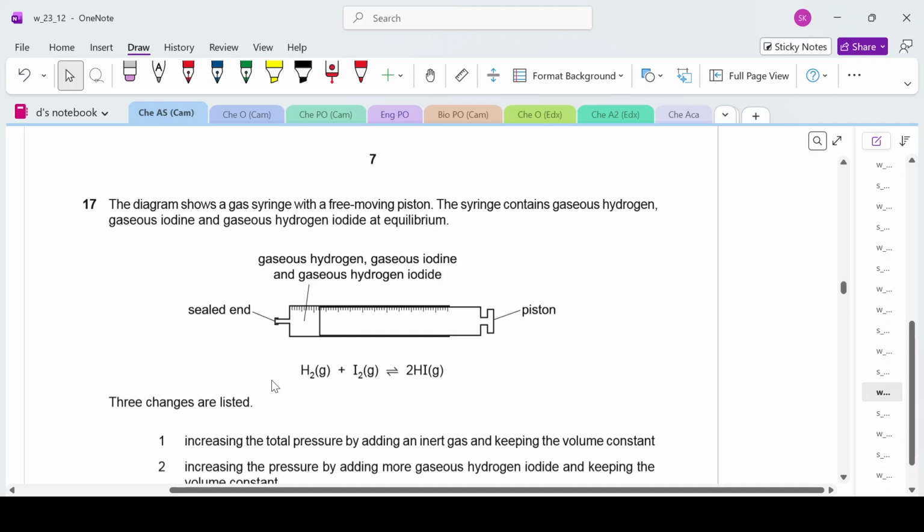17. The diagram shows a gas syringe with a free moving piston. The syringe contains gaseous hydrogen, gaseous iodine and gaseous hydrogen iodide.